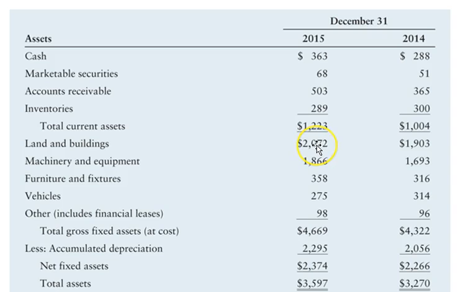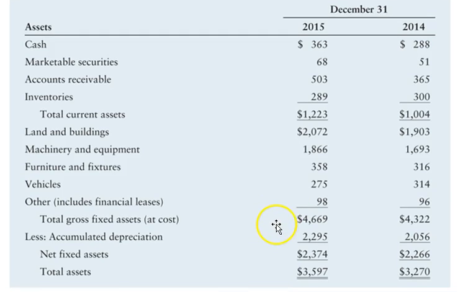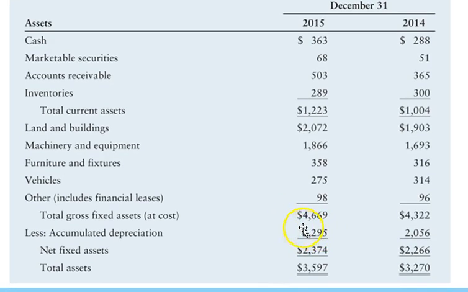And then we have our land and building. If you own any land or buildings, that's an asset, but it's a long-term asset, or what we call a fixed asset. You have machinery and equipment, furniture and fixtures, vehicles, other, including financial leases, can be considered an asset. So the total fixed assets at cost would be $4,660, and then we have to subtract from that depreciation.